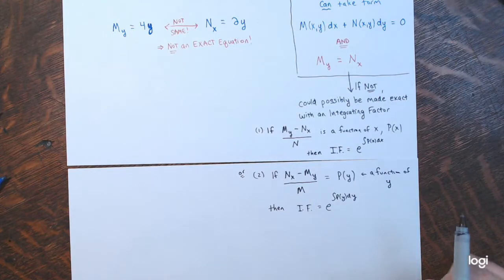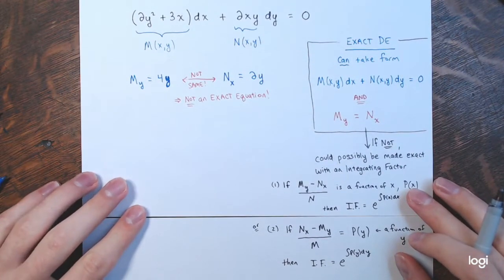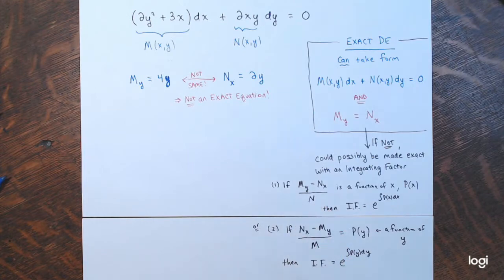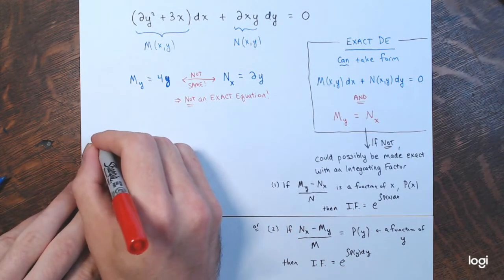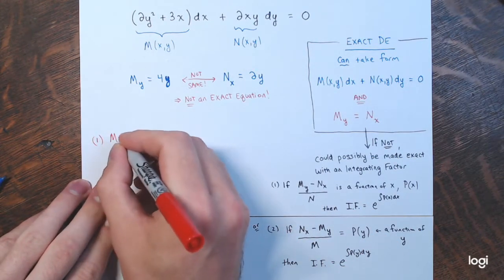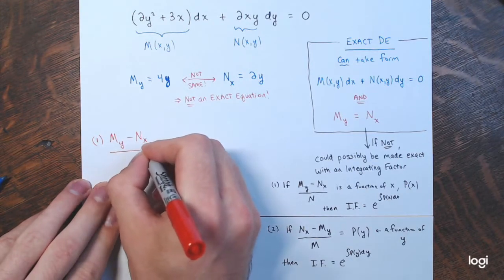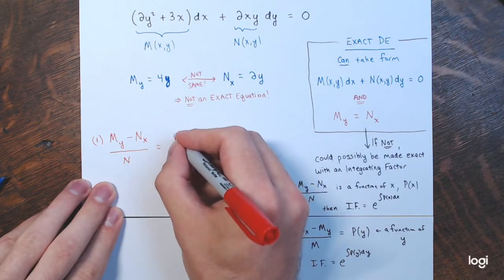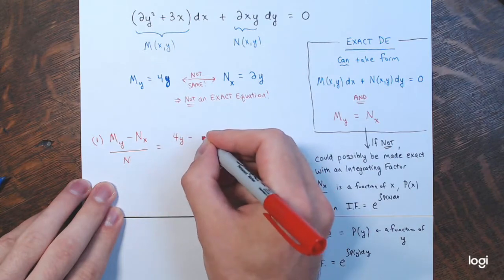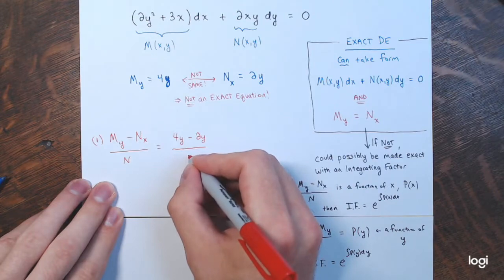Okay, so looking at this example, let's take a look at the first expression here in the development of an integrating factor notes that I put here. Let's take a look at the partial of M with respect to y minus the partial of N with respect to x, divided by N. Well, that would be 4y minus 2y divided by 2xy.